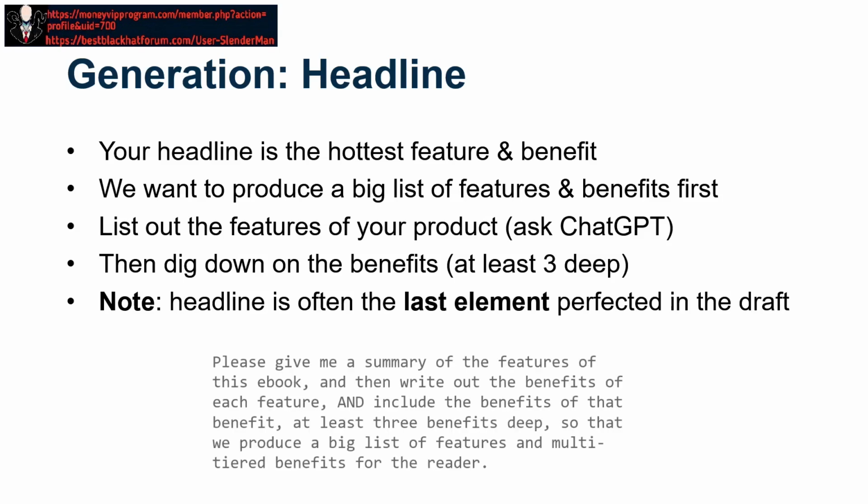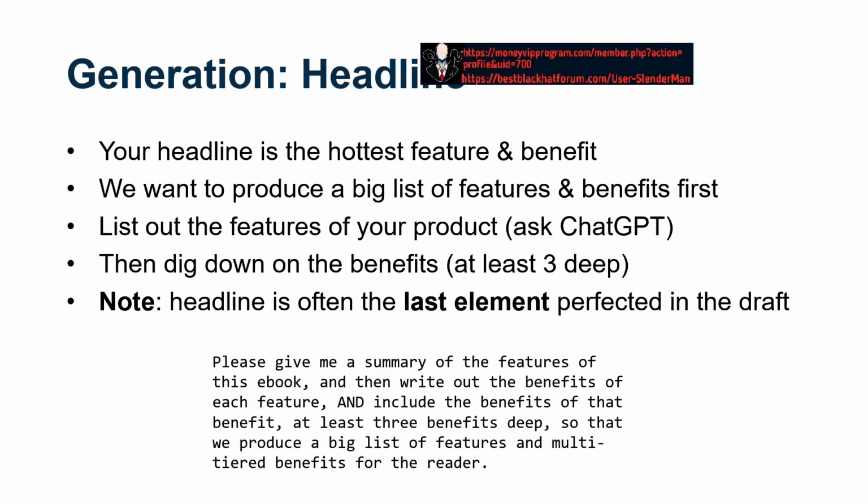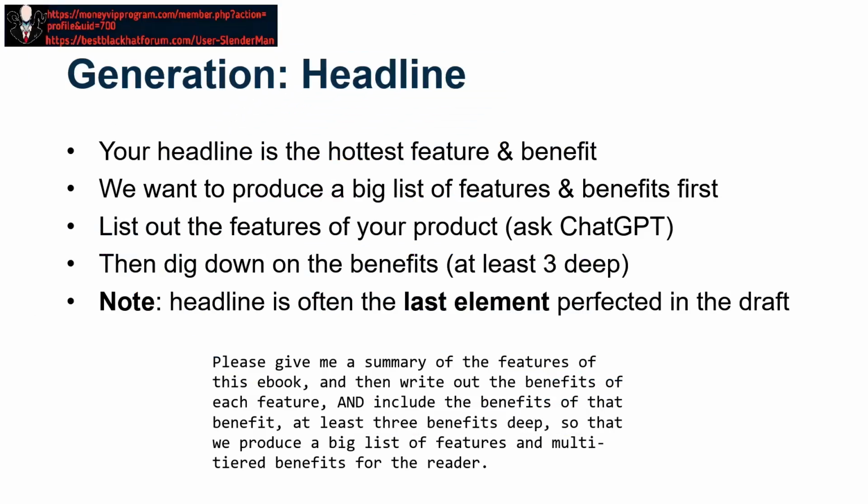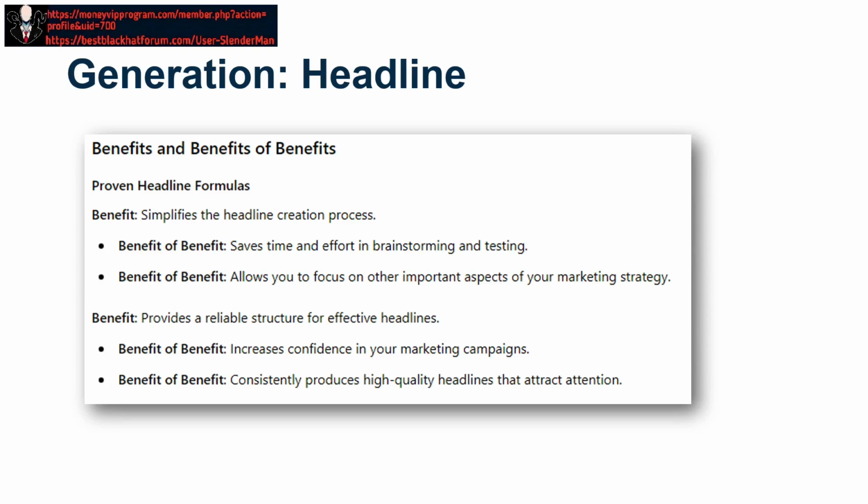So we can ask ChatGPT, please give me a summary of the features of this ebook and then write out the benefits of each feature and include the benefits of that benefit and go at least 3 benefits deep, so that we produce a big list of features and multi-tiered benefits for the reader. It'll pop out benefits and benefits of benefits. So, your proven headline formula. What's the benefit? Simplifies the headline creation process. What's the benefit of that? It saves time and effort in brainstorming and testing. And a little sub-benefit: allows you to focus on other important aspects of your strategy.